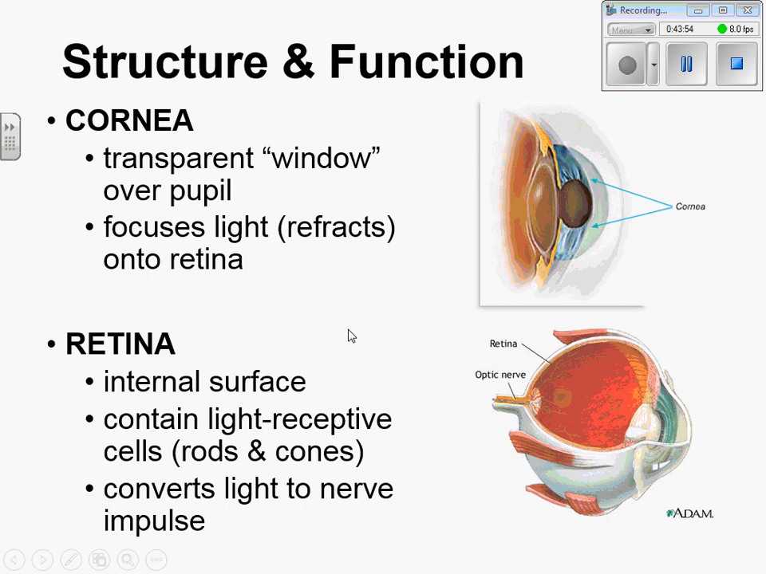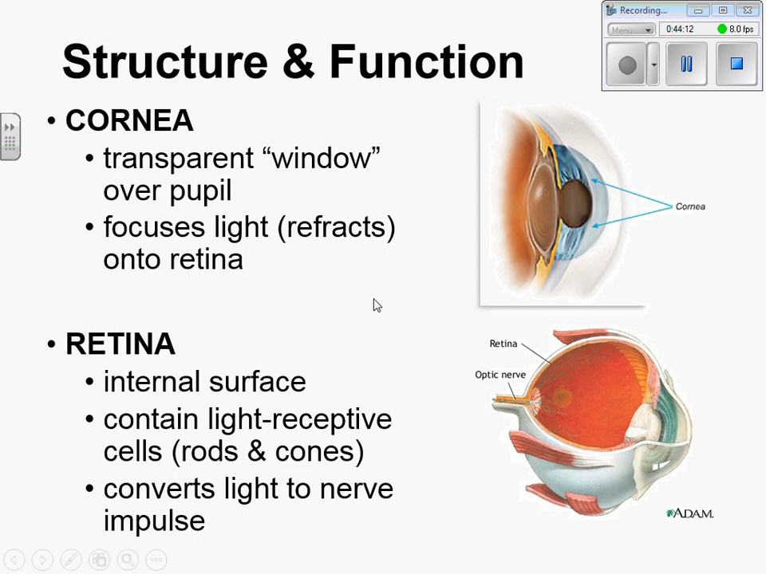We've got the cornea over the front. That's a rather bizarre sort of three-quarter diagram showing you the cornea, the iris with the pupil in it, and then the lens behind that. And the cornea does most of the refraction of the light, which is what causes the focusing.